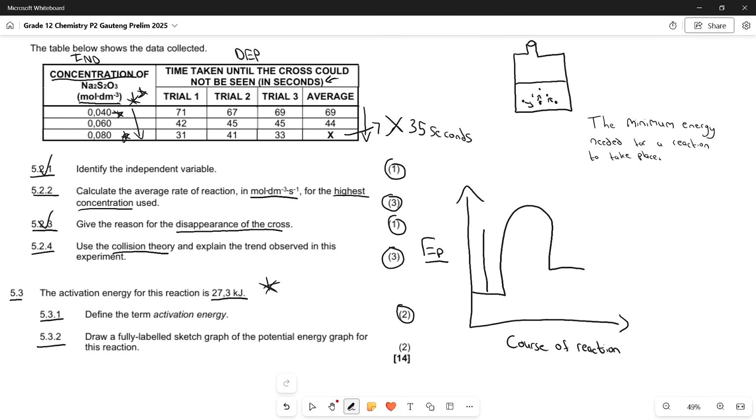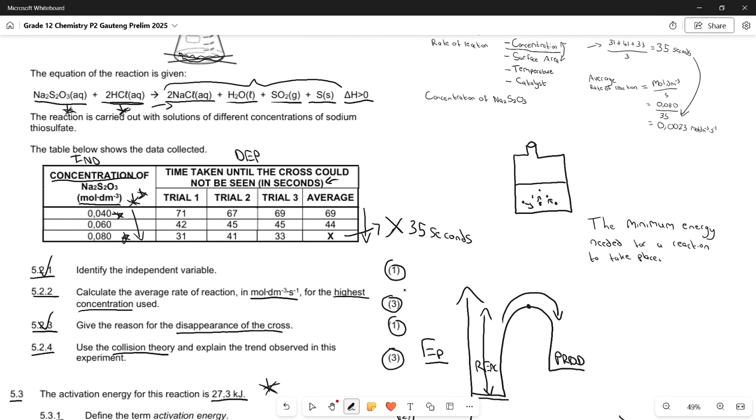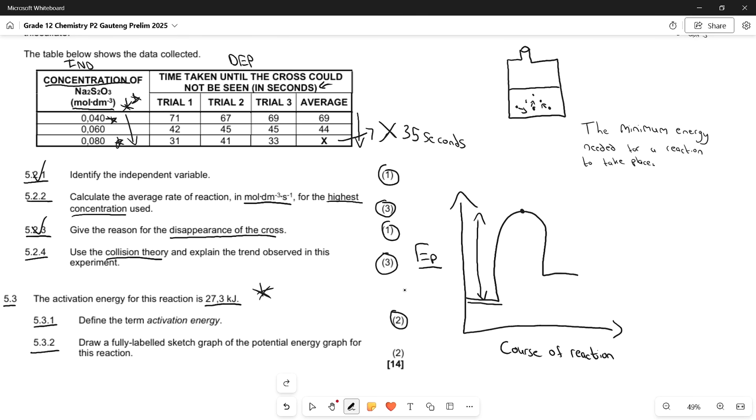The activation energy, as they mentioned here with the 27,3 kilojoules, is from the reactants over here all the way up to our activated complex, the peak over there, in order for these reactants to convert into products. Because as soon as we have enough energy, these reactants will convert into products, and there will be the Na2SO3 over here, and the 2HCl will convert into the 2NaCl plus H2O plus SO2 plus sulfur over there, which means we do have to draw this line over here, and then we're just going to label it as EA equals 27,3 kilojoules, as they mentioned over there.